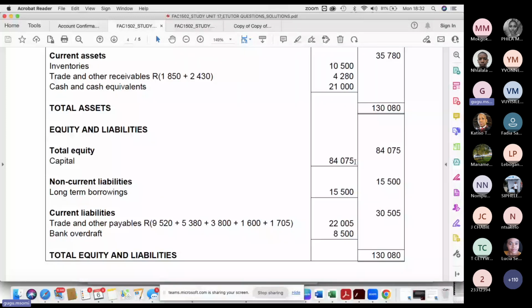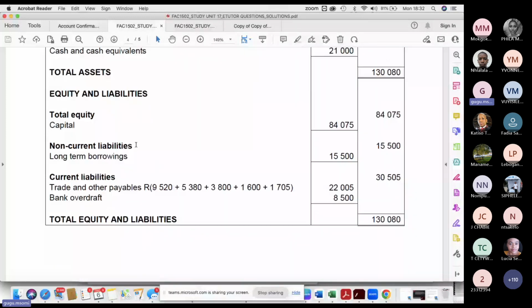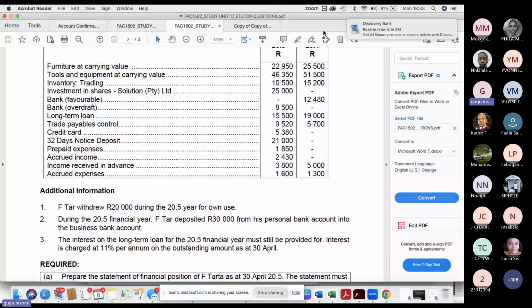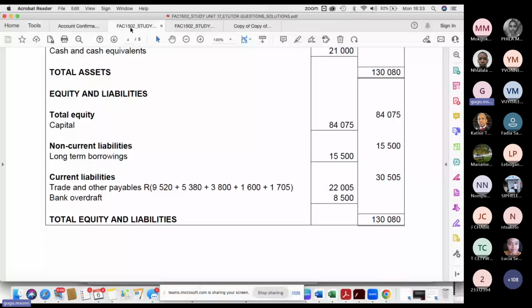Okay, so we'll start with your non-current liability. So this is your long-term borrowings. If you go back to the question, this would be your long-term loan of 15,500 that he owes, that's charged at 11% interest.